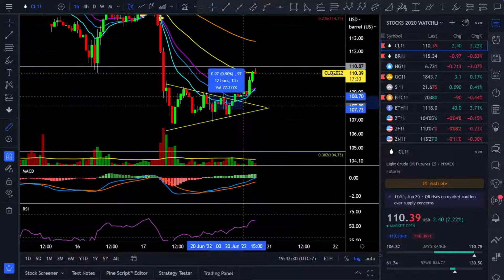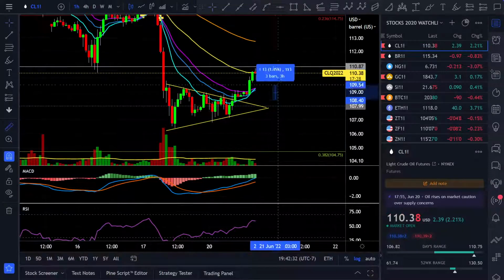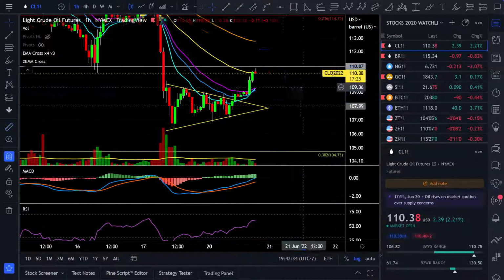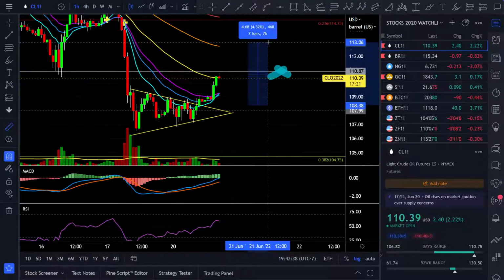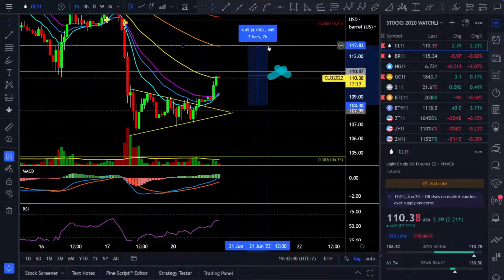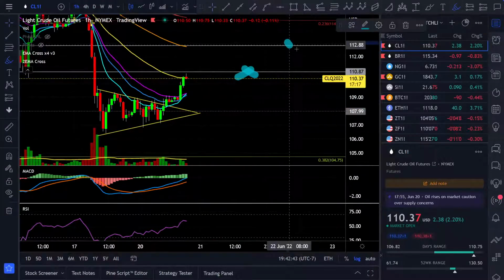If we use a conservative target, it's like 1.5. So we hit that target, 2%, which happens to be our resistance. If we go 4%, where is that? That's our EMA. It's all related.